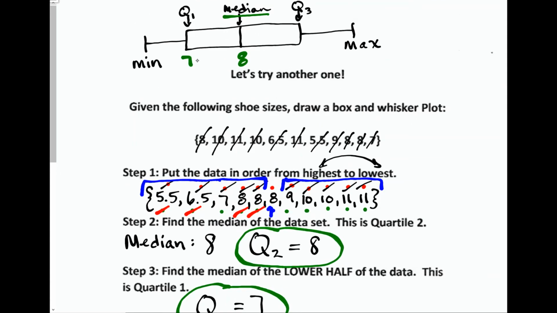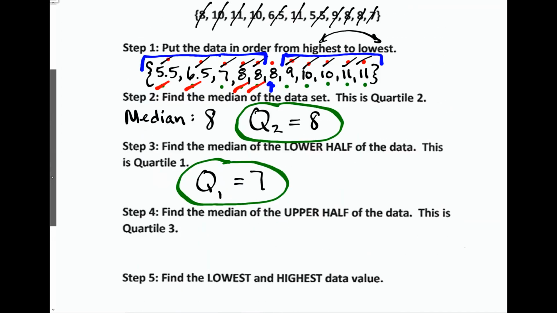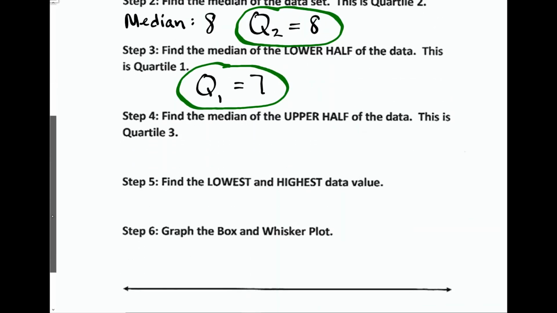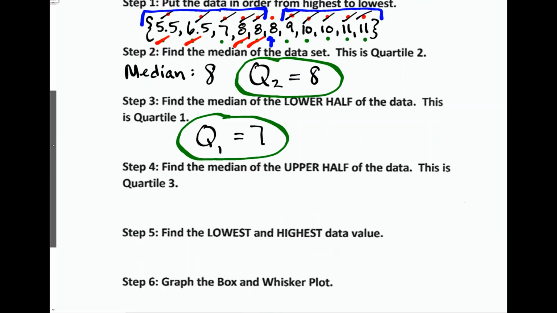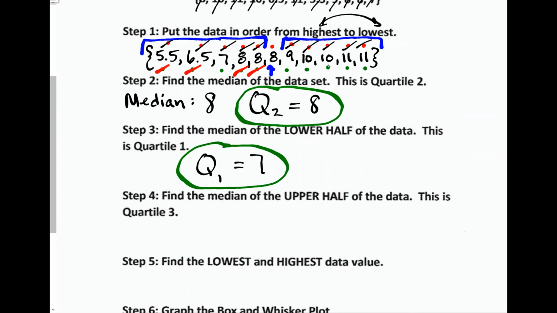This will be 7. Now, in order to find quartile 3, I need to find the median of the upper half of the data. So, remember, I have 1, 2, 3, 4, 5 values. That means that I need to cross off 1 on either side until I'm left with a single value, which is 10. So then I will write Q3 equals 10.